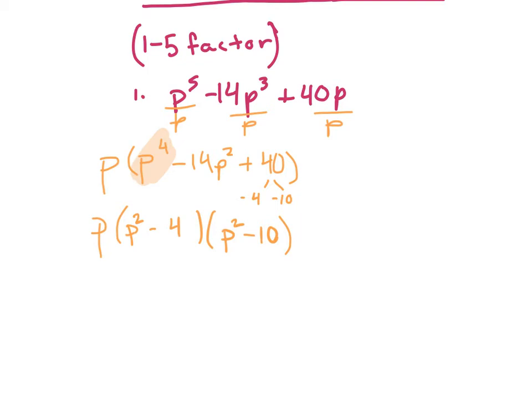Can we factor this anymore? You can factor the p squared minus 4 and not the p squared minus 10. Perfect. We can factor the p squared minus 4 because it's the difference of two perfect squares. So what would this p squared minus 4 factor into? What are our two factors? Perfect. Our two factors of negative 4 that add to 0 are 2 and negative 2. So we have p minus 2 and p plus 2.